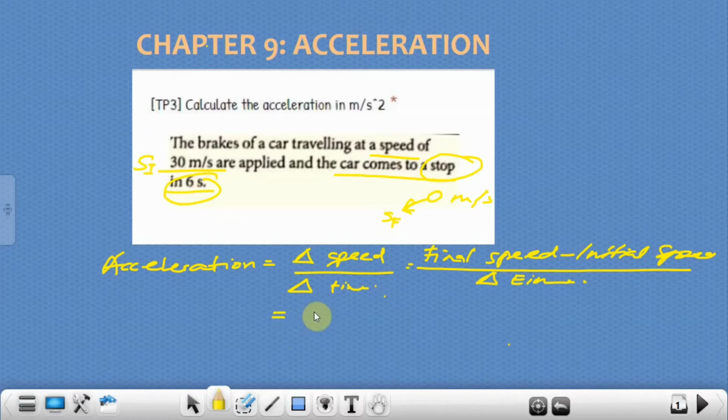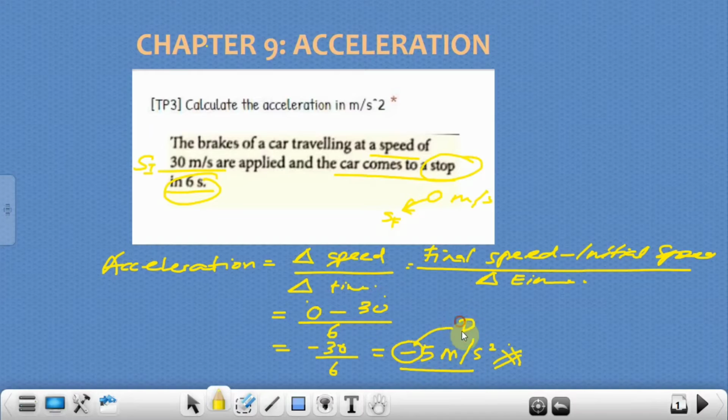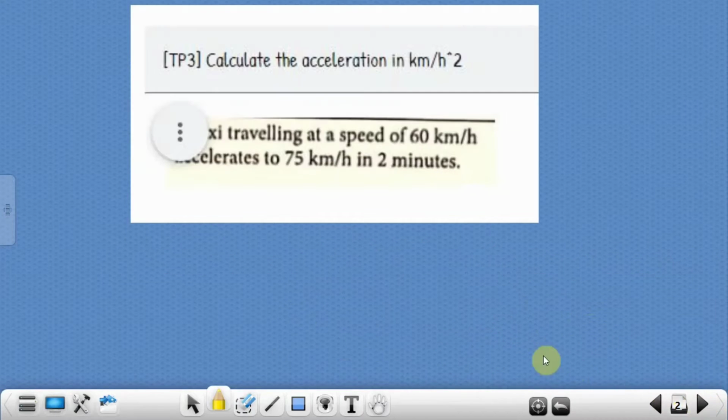Okay, speed is 0 minus 30, which is the initial speed, divided by the change in time, 6 seconds. This will become negative 30 divided by 6, so we will get negative 5 meter per second square. Make sure your answer there is negative. This negative means it decelerates, mengalami nyah pecutan. Okay, so next question.